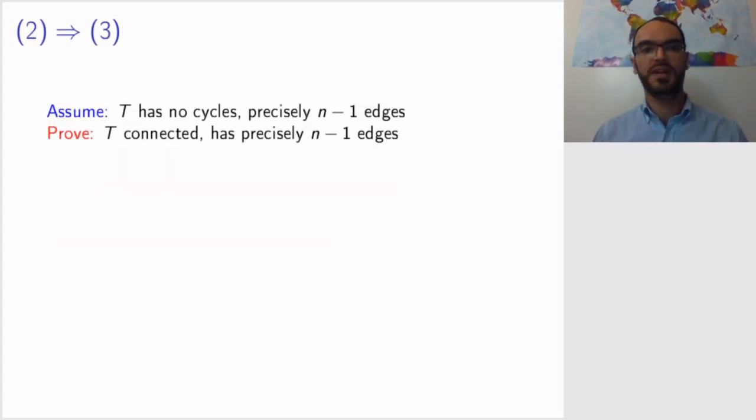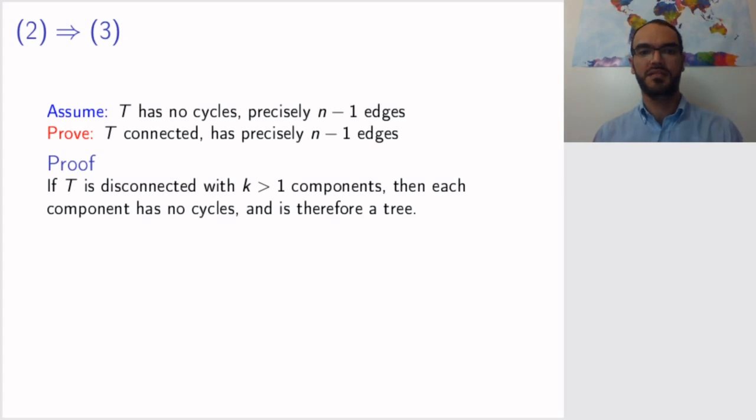Next, we prove 2 implies 3. Now we don't assume that T is a tree or anything about T except that, according to statement number 2, it has no cycles and precisely n-1 edges. What we need to prove is that it is connected and has precisely n-1 edges. Well, the precisely n-1 edges is assumed, so the only thing we need to prove is that it's connected.